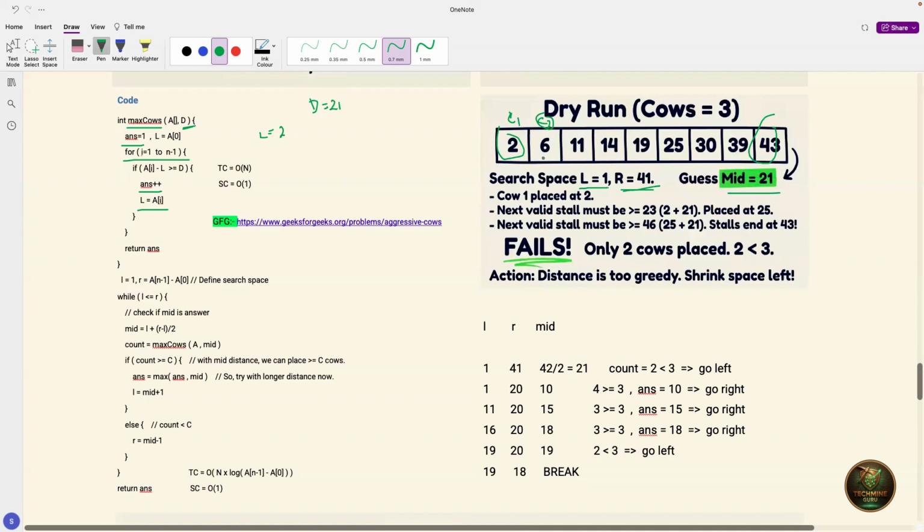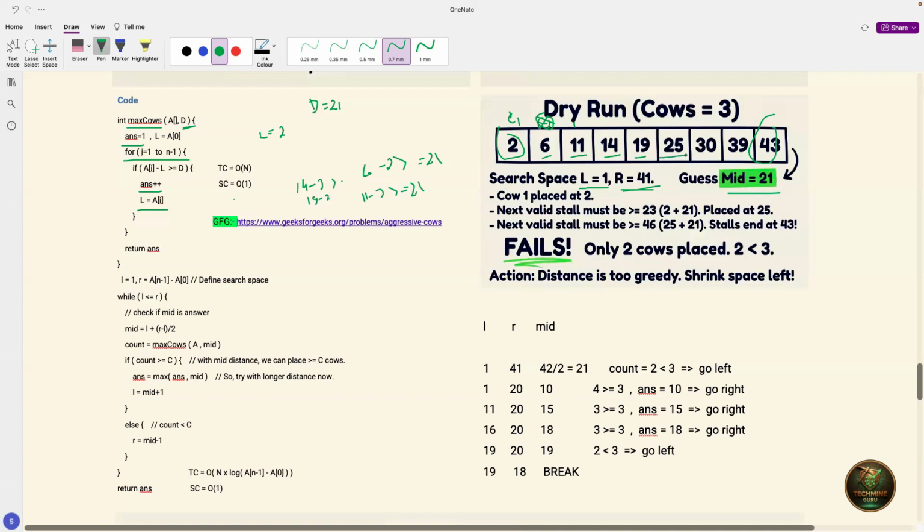We will check the next element, starting a loop from i equal to 1 to n minus 1. So 6 minus 2 is not greater than 21, right? So our answer will not increase. So we cannot place this C2 cow here. Now we will move towards the next element, which is at 11 position. Again, we will do 11 minus 2, which is again not greater than 21. Again, we cannot place the second cow here. Now we will move to the third index, which is 14. Now we will see 14 minus 2, which is again not greater than 21. So again, we cannot place it here. Now we will move to the next index, which is 19. Again, we will do 19 minus 2, which is again not greater than 21.